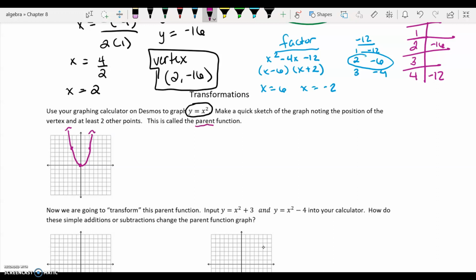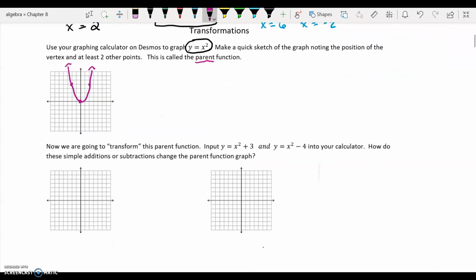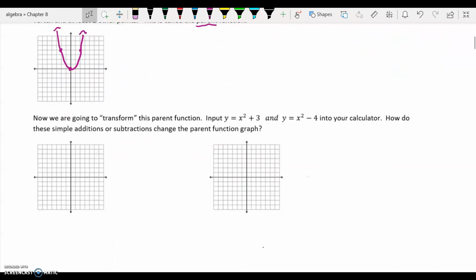Again, that's called the parent function. The reason why it's called the parent function is because that's what we base it off of. We're basing everything off of this function, and we're going to transform it from that. All right? So now, we're going to transform this parent function.